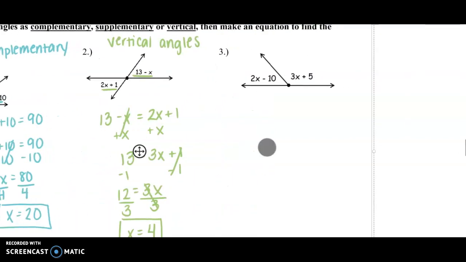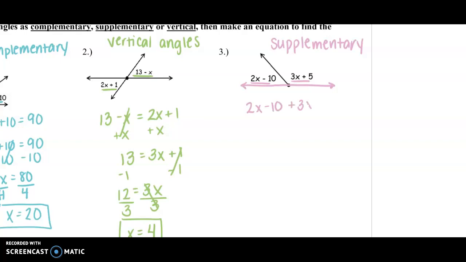Very last one we have is supplementary because you can tell that by the fact that those two angles together form a straight line. So this would be supplementary. So I know 2x minus 10, and if I add 3x plus 5 to that, I know if it's supplementary, it's going to have to add up to 180 degrees.